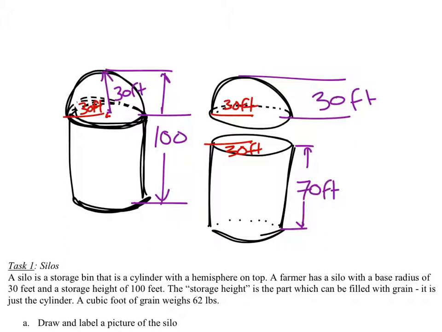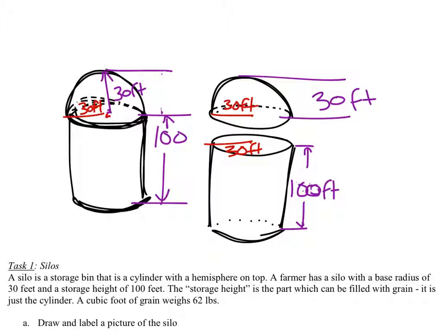The storage height is the part which can be filled with grain, so it is just the cylinder. Oh, let me take that back. See, that's why we should read all the way through. All right, so as it turns out, the 100 feet is the height of the silo, of the cylinder, rather. So we're going to have to replace those values. So that came after reading the whole thing through, which we should do all the time. The storage height, that's good.